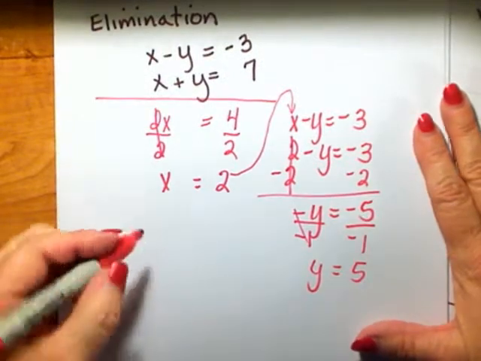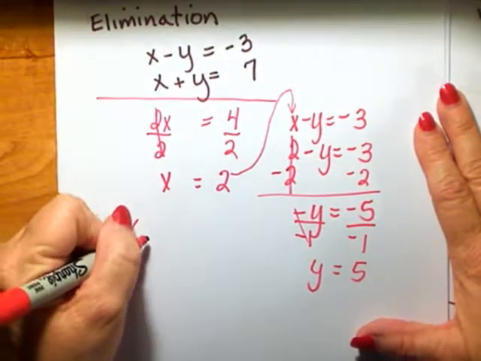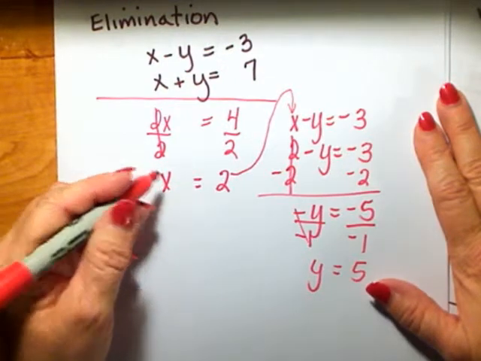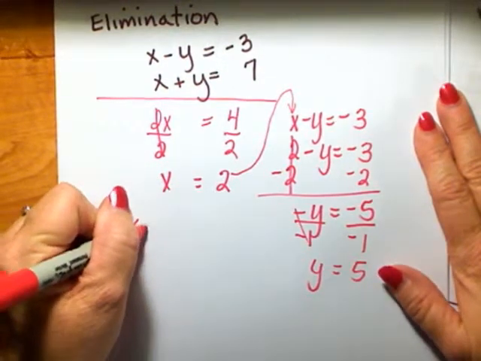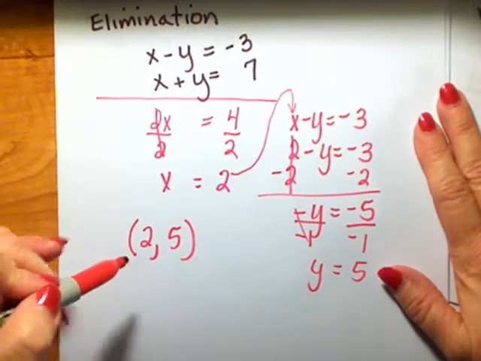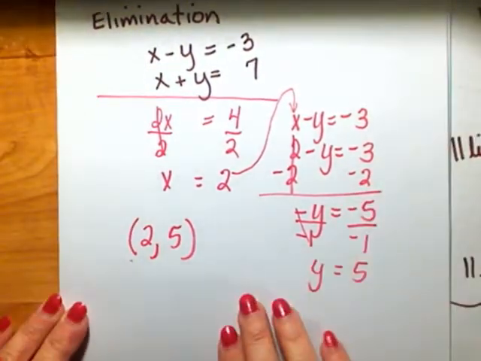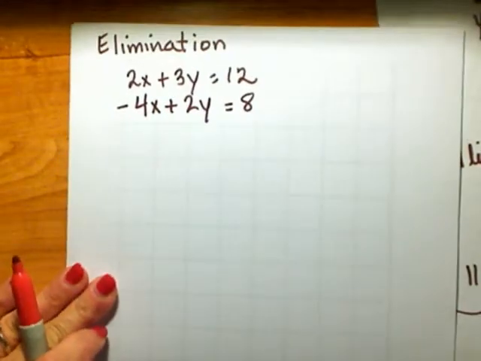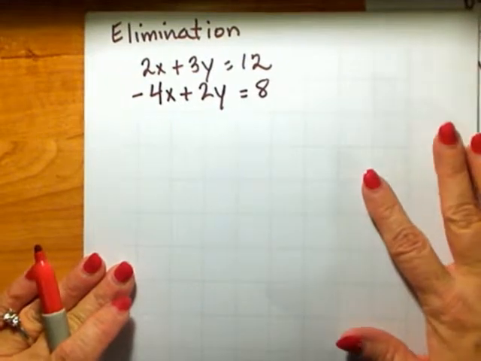So the values of my solution would be x is 2, y is 5. So this is the solution to my system found by elimination. Now I'm going to do one more of these because this one is a little more difficult, but I can still do it by elimination.